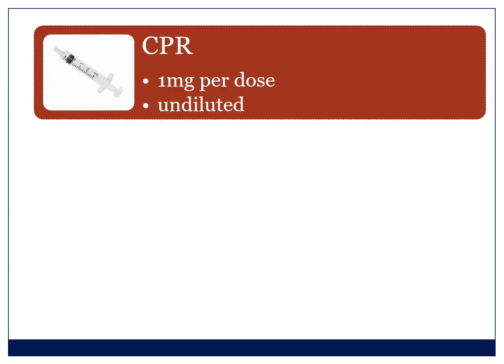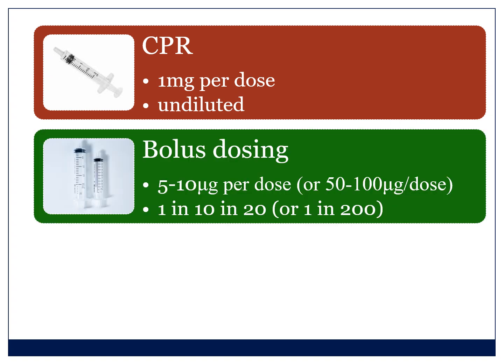Now, there are lots of ways to draw up adrenaline. If you're going to do CPR, you need to give 1 milligram as a bolus dose, and then you can give it undiluted, and you can just draw it up in a 2 ml syringe. 1 ml is 1 milligram, and you can bolus the whole lot.